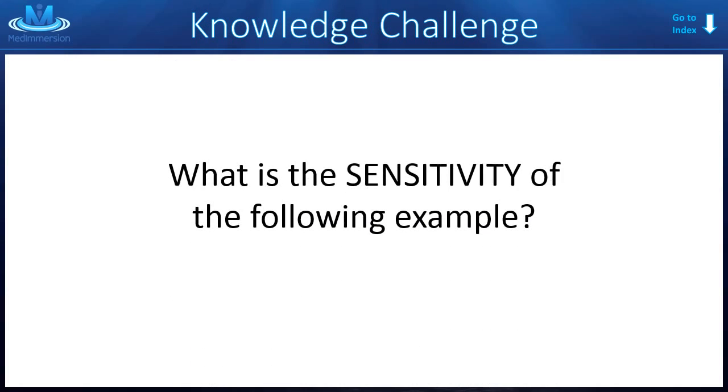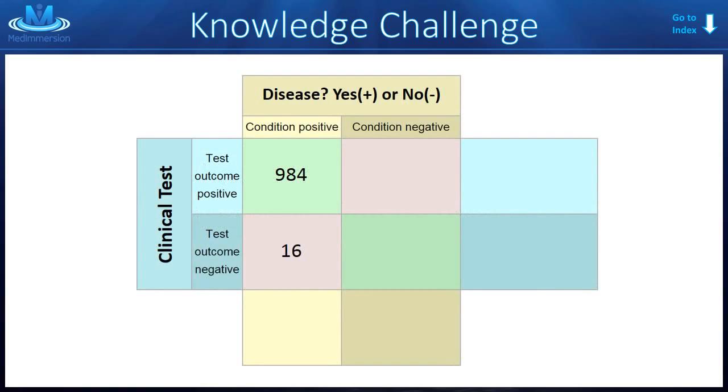Now for a quick knowledge challenge. Let's see where you're at. What is the sensitivity of the following example? Well, if you recall, sensitivity is looking at the ability of a test to detect a disease when it definitely is there. So the sensitivity of this test would be 984 divided by 1,000, which would give you 98.4%. Let me add a number.